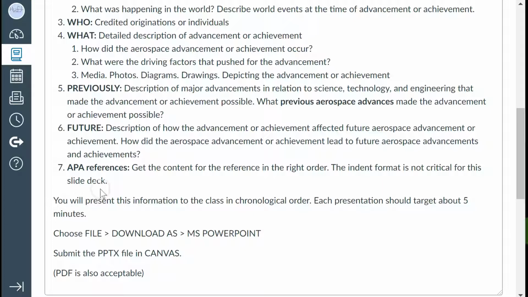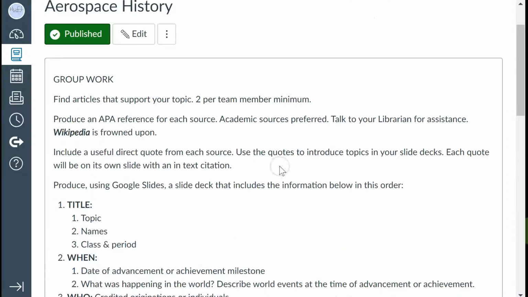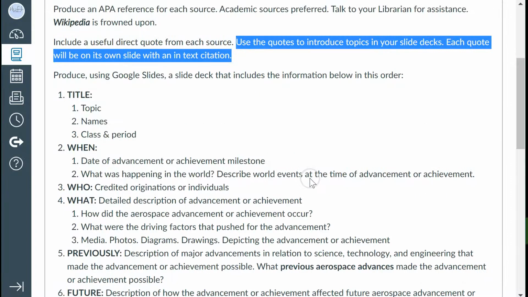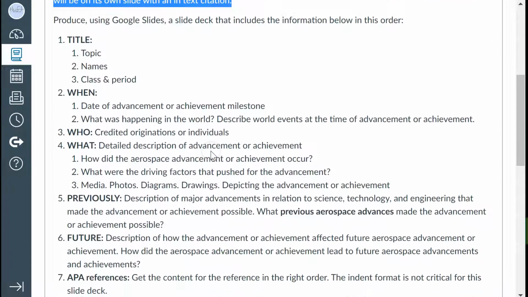But APA is focused on who said it and when they said it. Make sure you're getting the right content in your APA references. Also, somewhere in here it talked about quotes. You're going to use quotes to introduce topics in your slide decks. Each quote will be on its own slide with an in-text citation. So make sure you don't miss things like that. I probably should make that bold so it stands out a little more. I know I mentioned it in class.